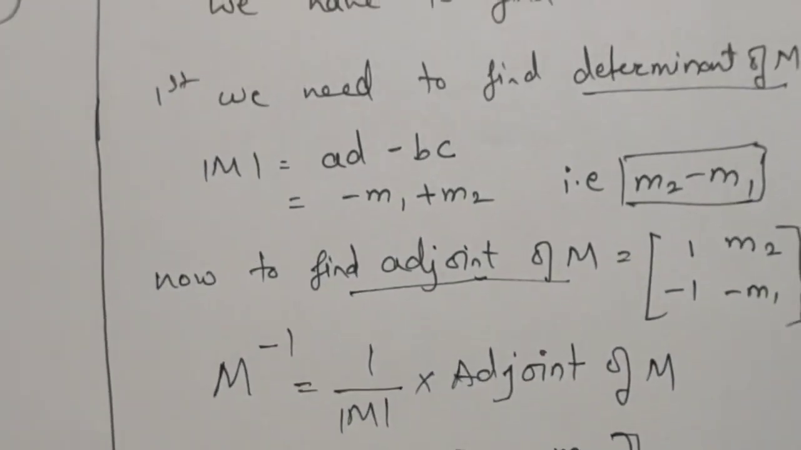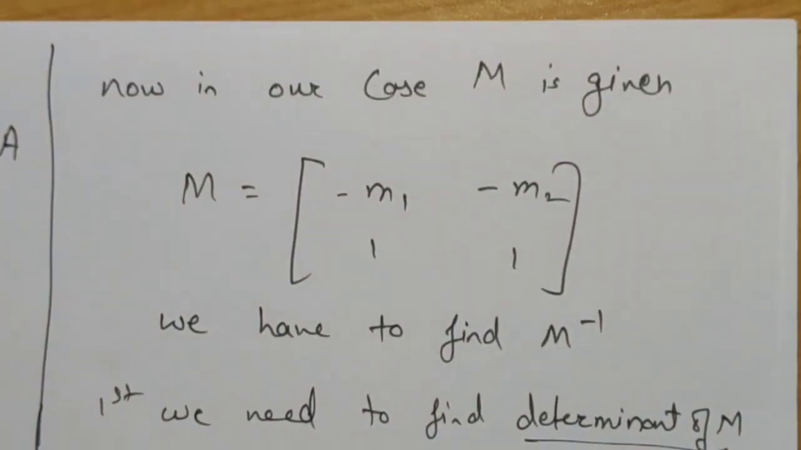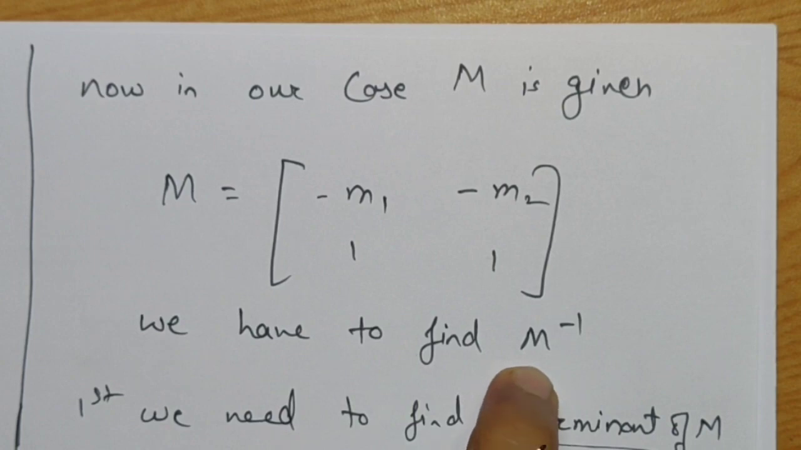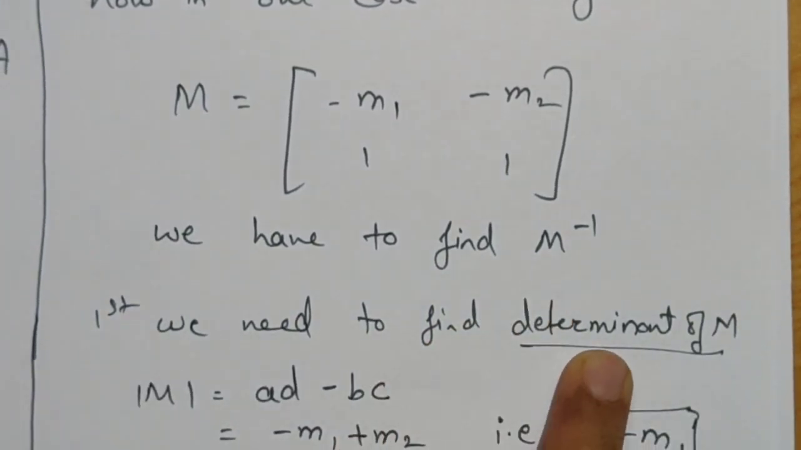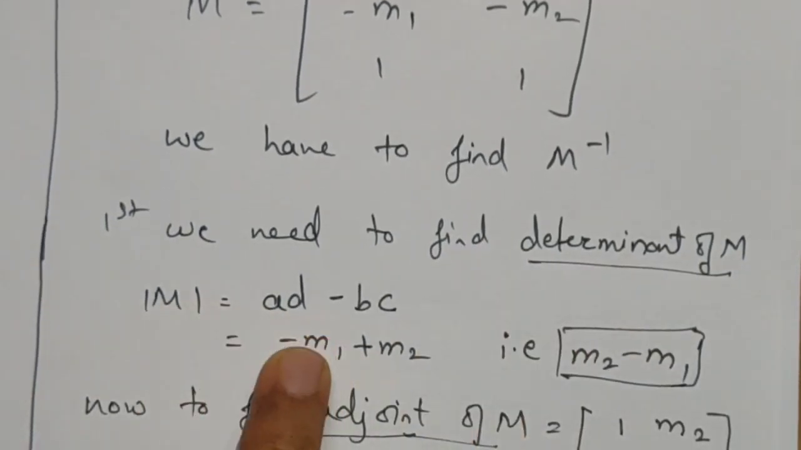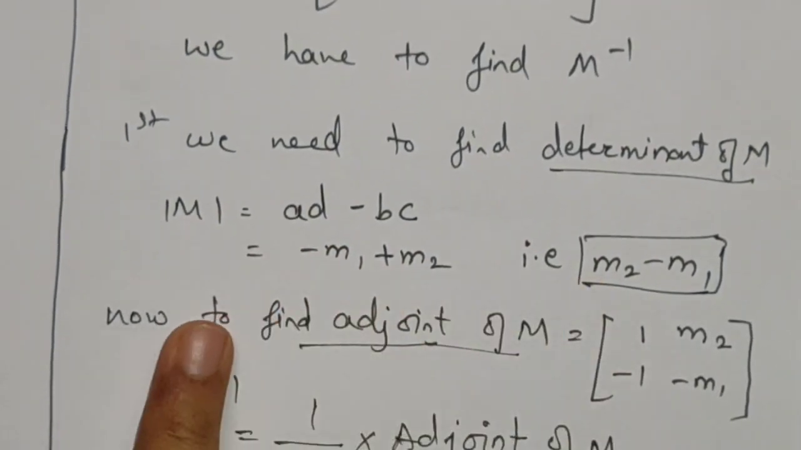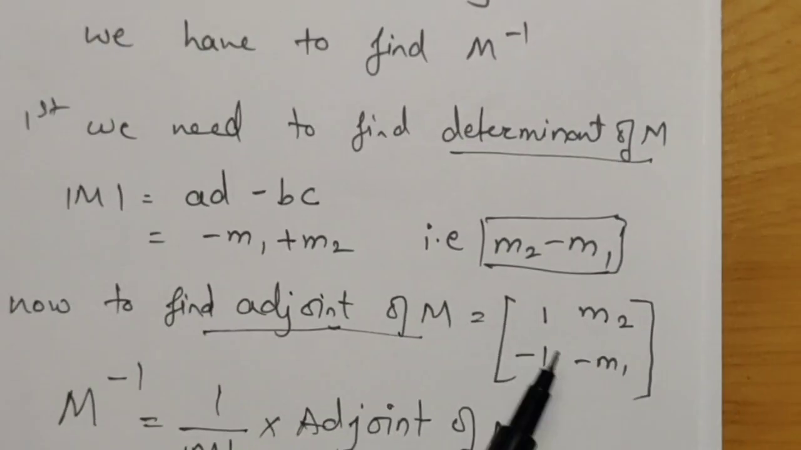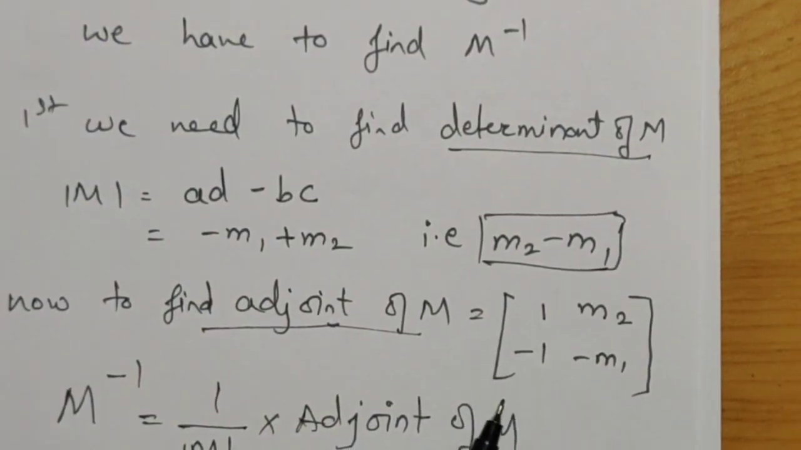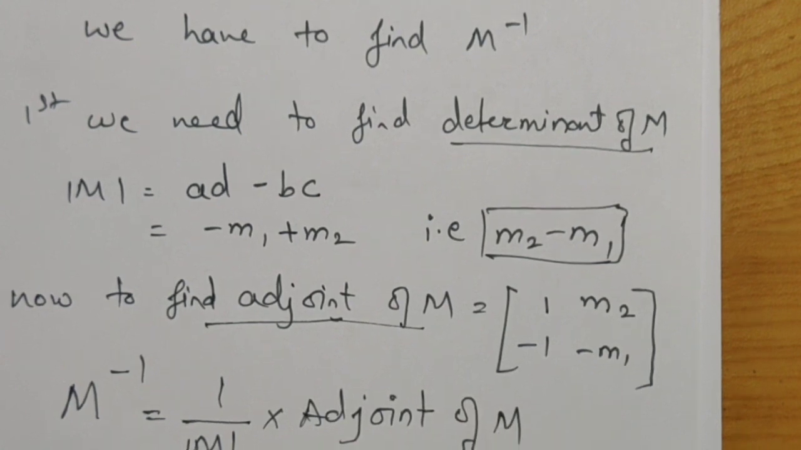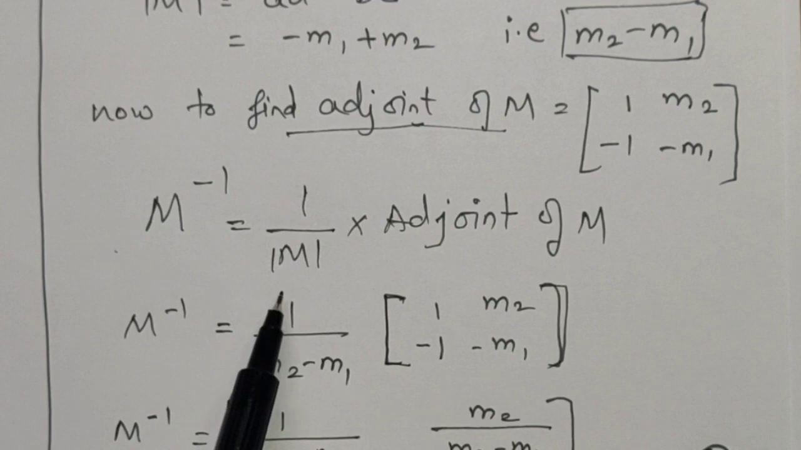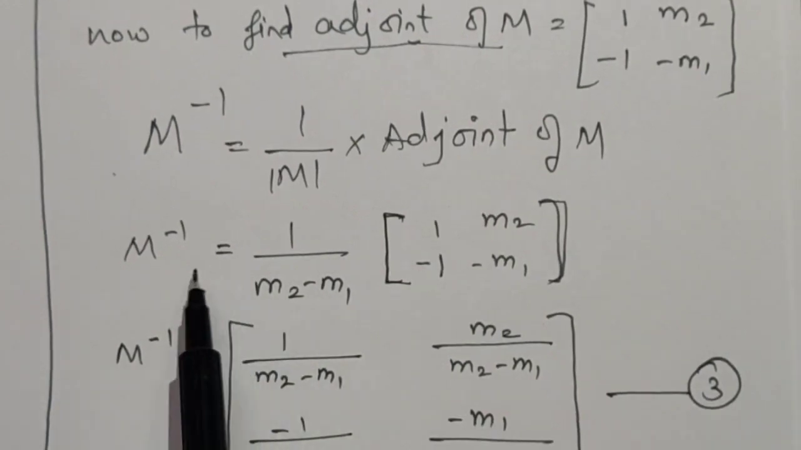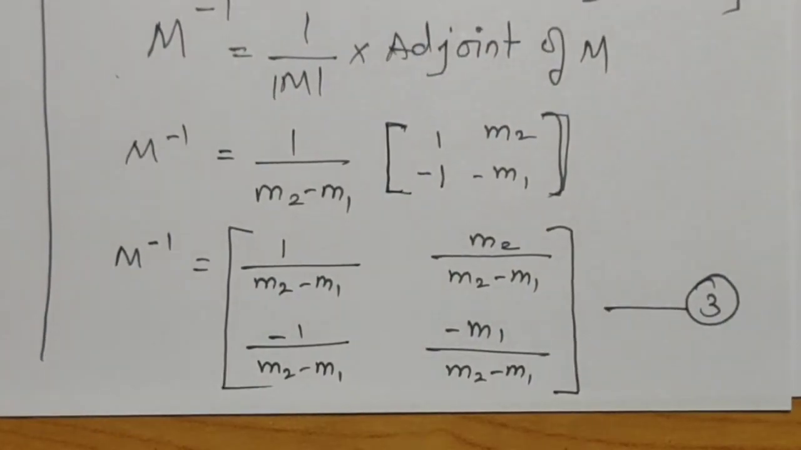See how we calculated the M inverse. First we took this M, then we need to find the M inverse. For this, first we find the determinant of M, that is m2 minus m1. Then we calculate the adjoint of M by interchanging diagonal points and making a and b as minus a and minus b. Then we use the formula for M inverse, that is 1 upon determinant of M into adjoint of M, and we got this matrix of M inverse.